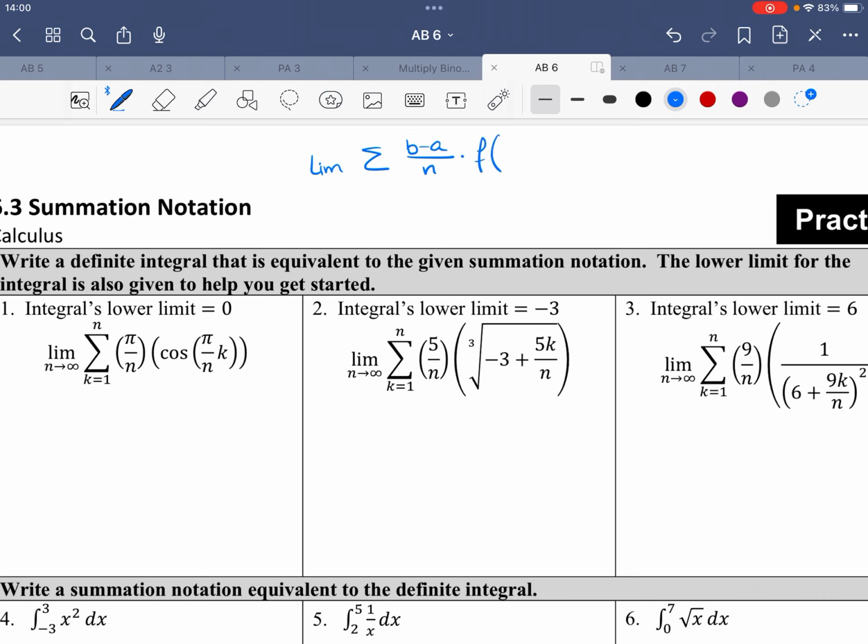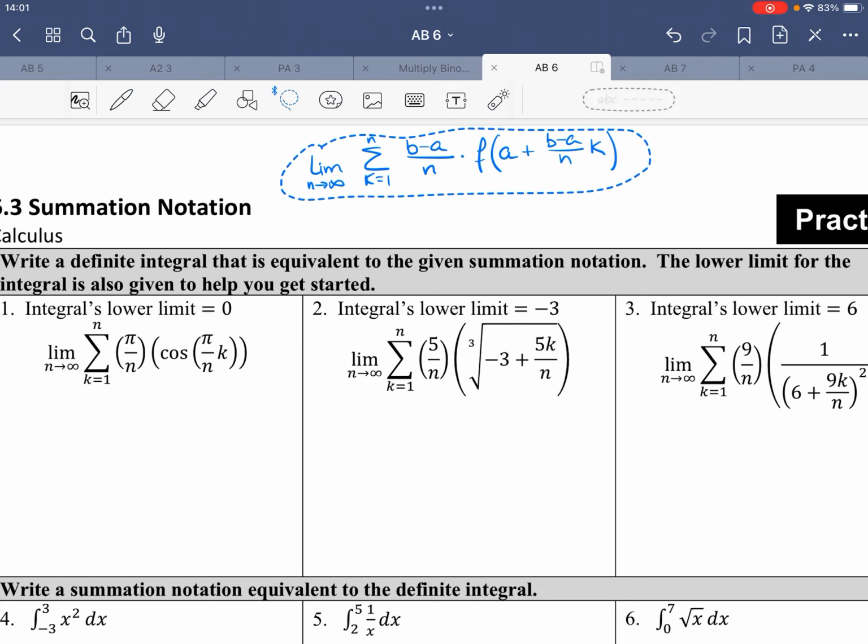That's going to be the function evaluated at big jump plus the small jump as many times as we've gone through. This is how I remember it, and then I can go backwards and feel what I'm missing. So the small jump is k. That means that k is our counter, and it goes from 1 to n. N is the number of intervals, but to make it an integral, that goes to infinity.